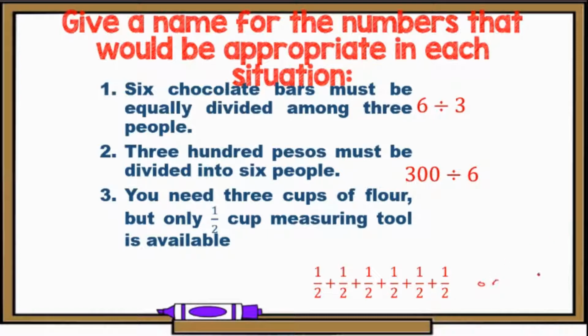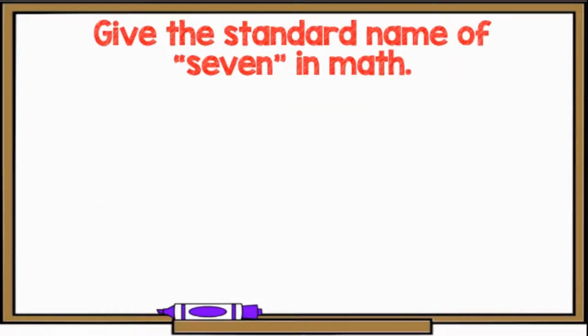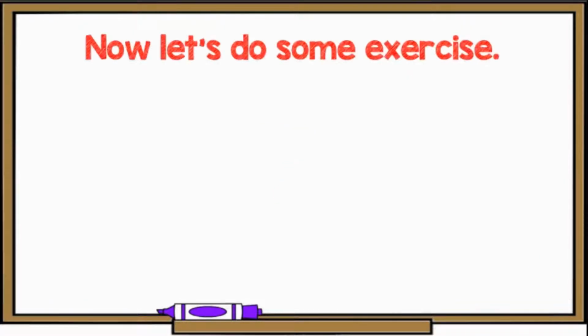Or you can also write it as 6 times 1/2 to denote that you are going to repeat the process 6 times. Now, since you already know how to name expressions and numbers, let's practice. Give the standard name of 7 in mathematics. The standard name in mathematics is this symbol. For your exercise, please get a pen and a piece of paper and give other names to the number 7 satisfying the given conditions on the next slides.